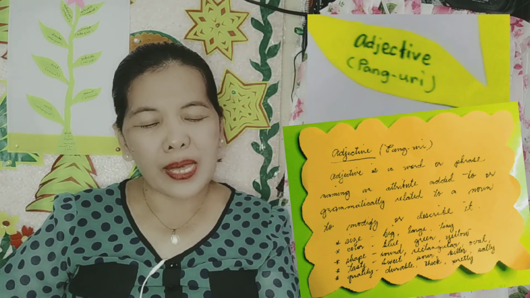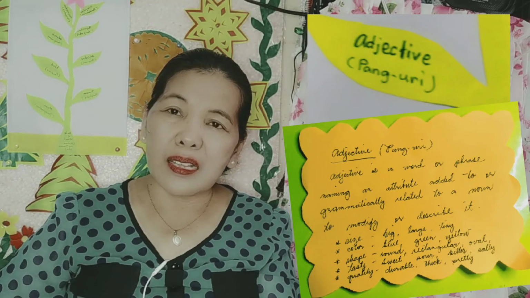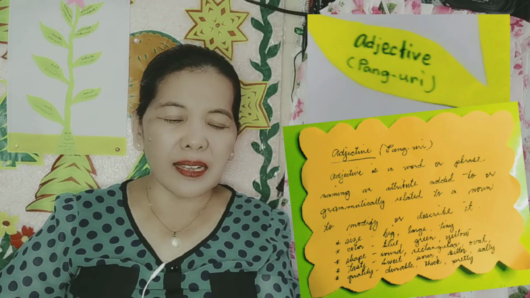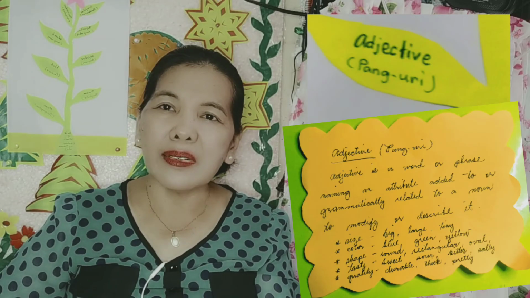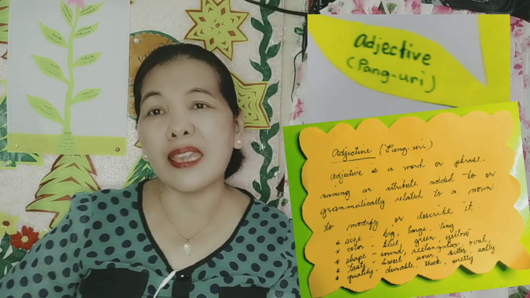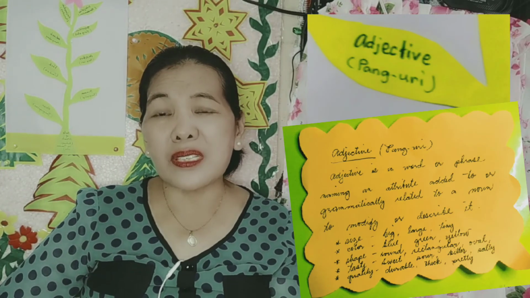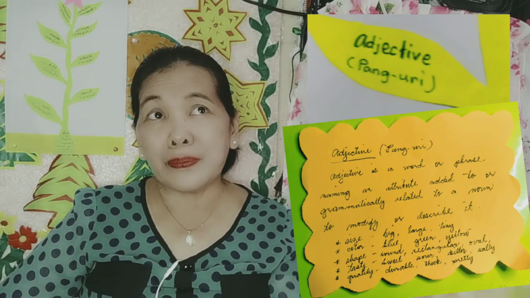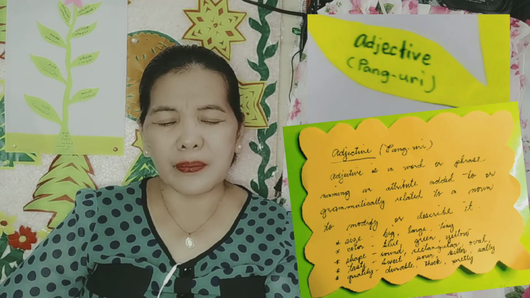For the size, we have pwede big, large, small, tiny, little. What about color? We have the red, blue, green, what else? Yellow, all the colors that you can name. Those are adjective. Okay, you're giving the color.